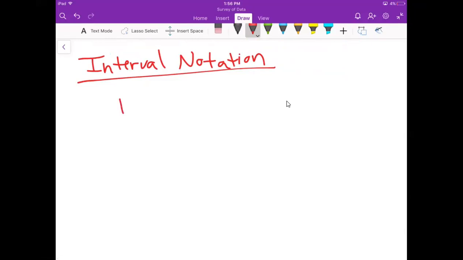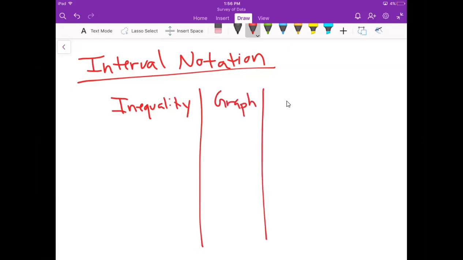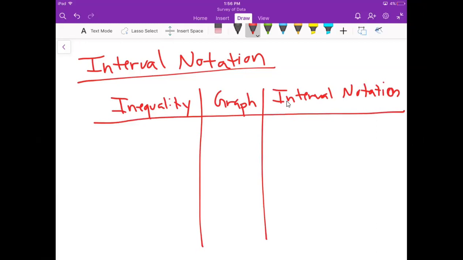So far, like I said, this is related to inequalities. So far we've seen inequalities, and we've seen graphs of those inequalities. And now we're going to relate those things to what that looks like in interval notation. It's just another notation to represent an inequality. The graph is just a helpful middle step to help you get to interval notation, I think.